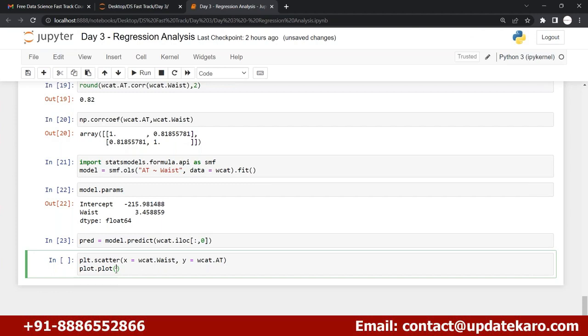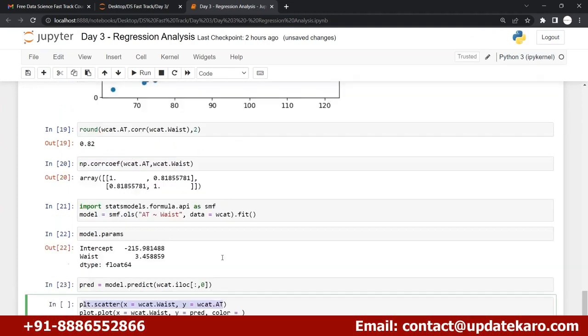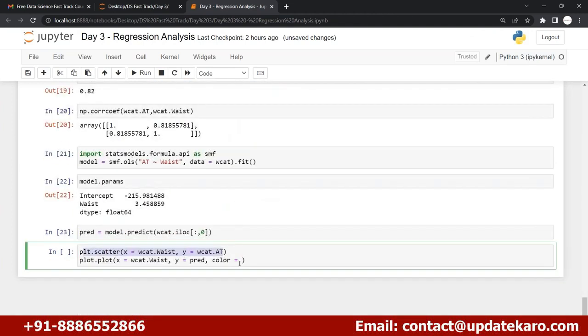Again I'm going to use this particular thing, paste, as x, and as y I'm going to use the predicted value. Now let me use a different color, because for the scatter plot the default color is going to be blue. So I'm going to use the color red, which will help us to see the regression line.